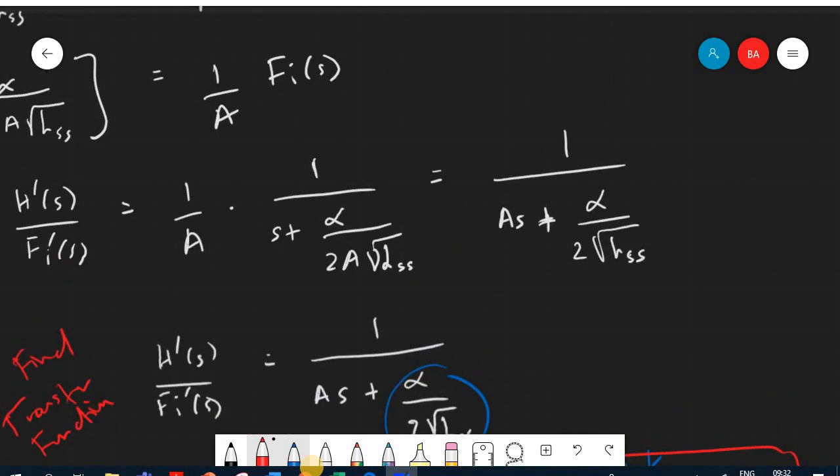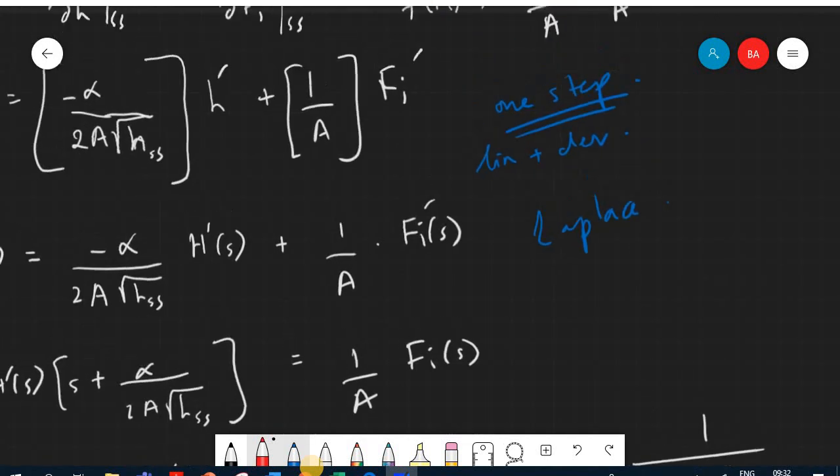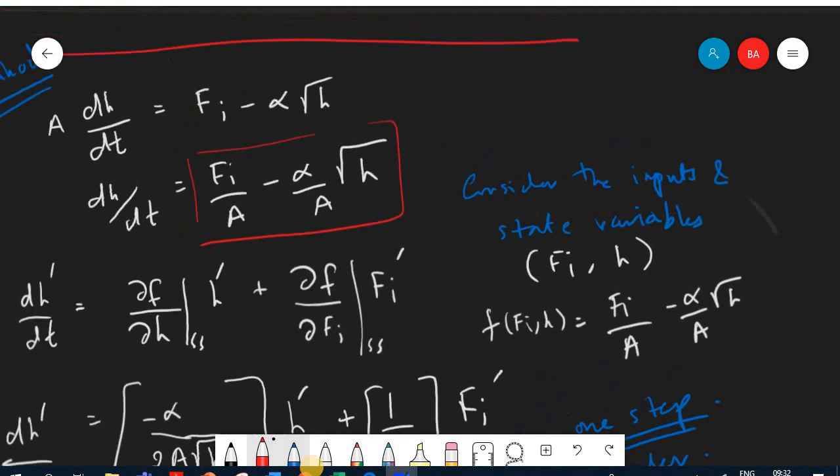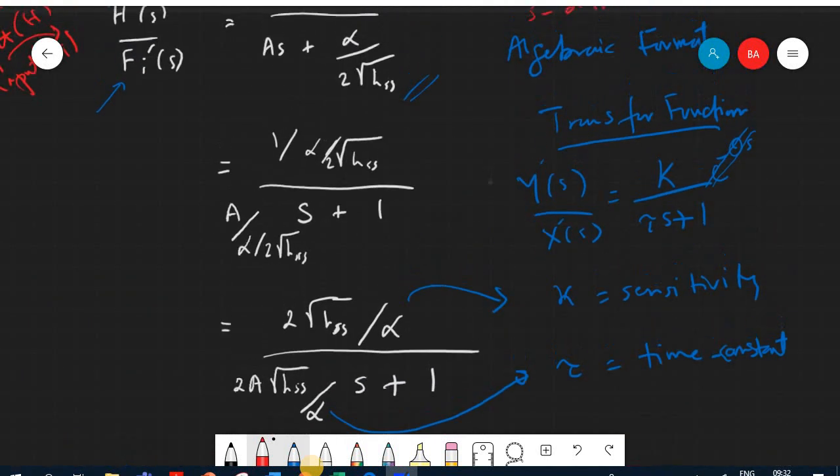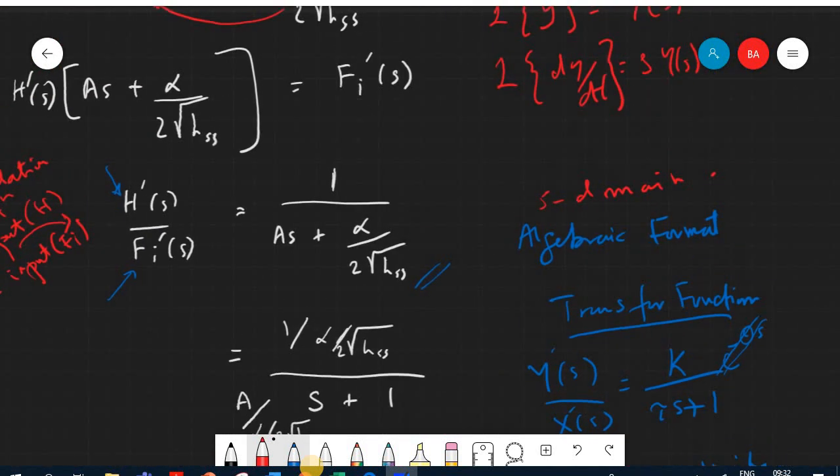So this is what we have, and we have solved for. And actually now, if you want to change that into the time domain, it's very easy, because this looks like what?